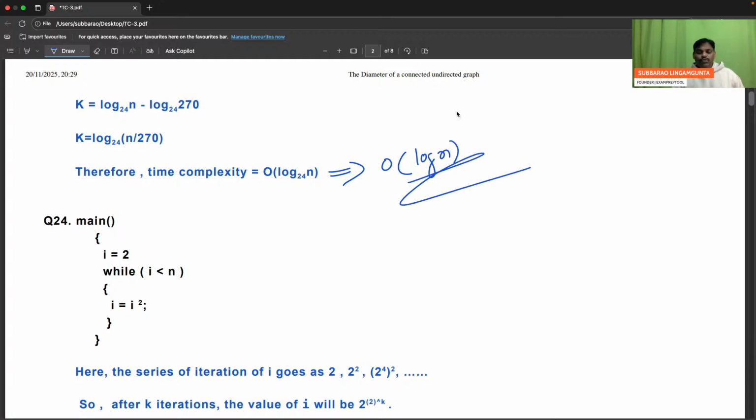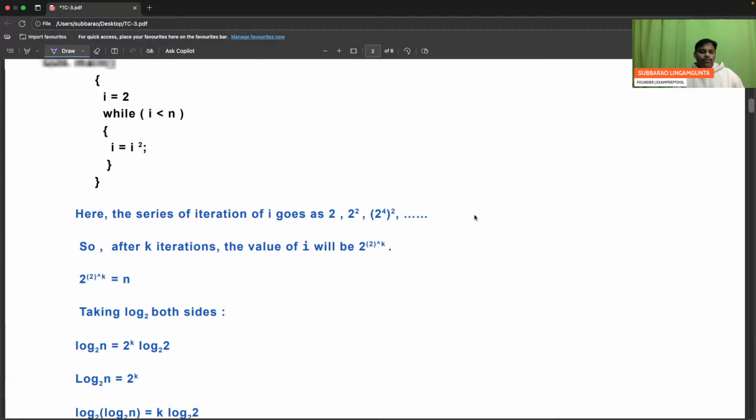Question number 23 is also done. Go to question number 24.